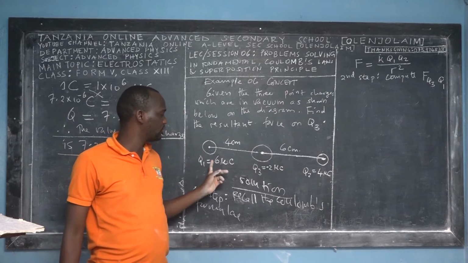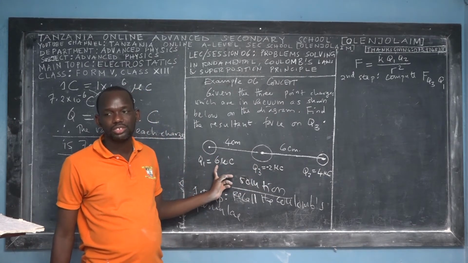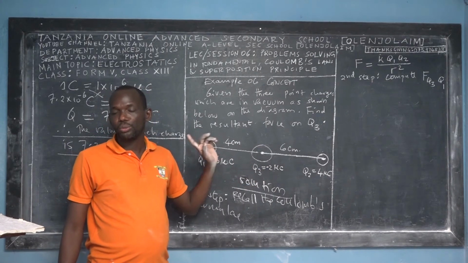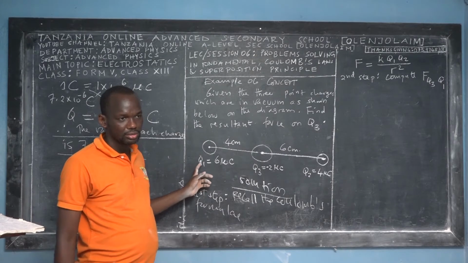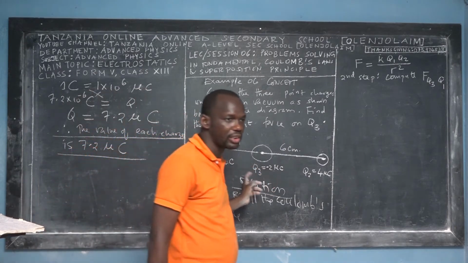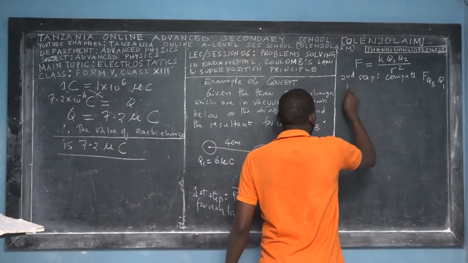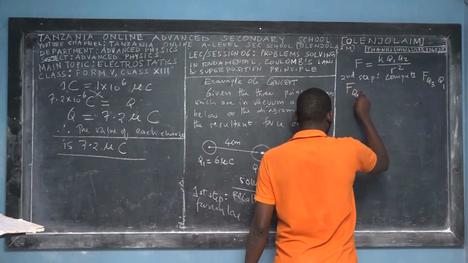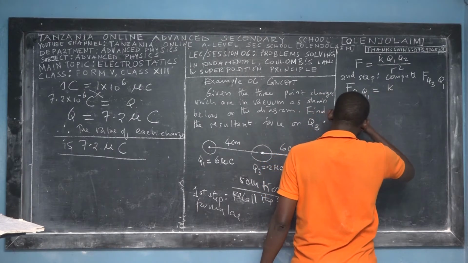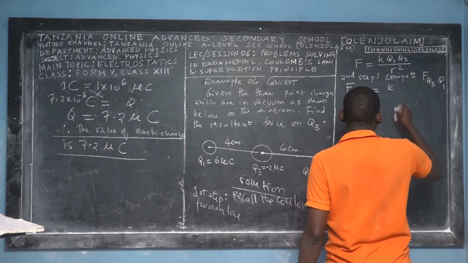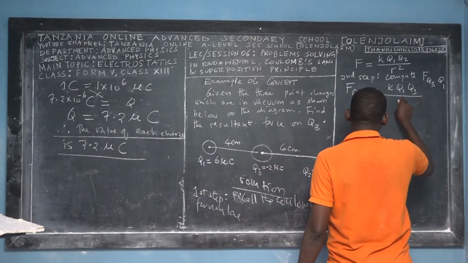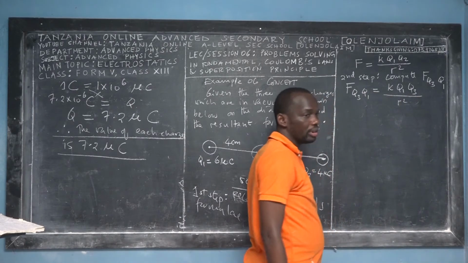You have to be careful because you have never dealt with positive and negative charge, and many students get confused because they involve this negative sign in computations. We don't have negative force. This is just to know the nature of the force, the force of attraction. So the force acting on Q3 due to Q1 will be equal to, because it is free space, the proportionality constant, then Q1 times Q3 over the distance between them, which is R squared.